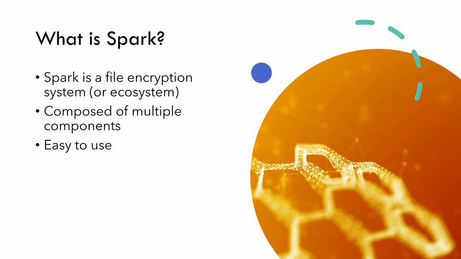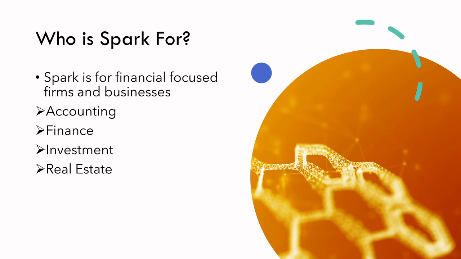So first, let's talk about what Spark is. Spark is a file encryption system or ecosystem, if you want to consider the multiple components. It's composed of multiple components that are all interoperable, and you'll see some of that later in this video. And most importantly, it's designed to be easy to use, because the reason most encryption is not used today is that it's difficult. So it was designed with ease of use in mind.